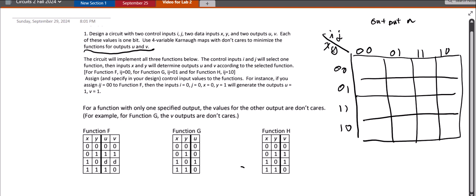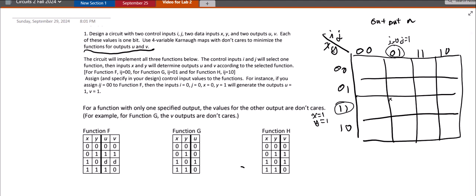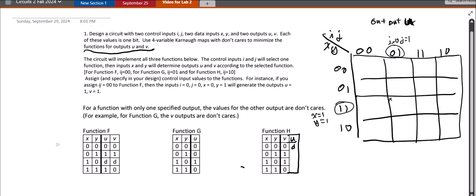And so this, right here, corresponds to I equals 0 and J equals 1. And this right there, for instance, corresponds to X equals 1 and Y equals 1. So if I were in this square right there, if I had a 1, that would be for when I equals 0, J equals 1, X equals 1, Y equals 1. That would mean that U would have a value of 1. So that's what that means. So first of all, we see for function H, we have don't cares right here for U. So those are all don't cares.